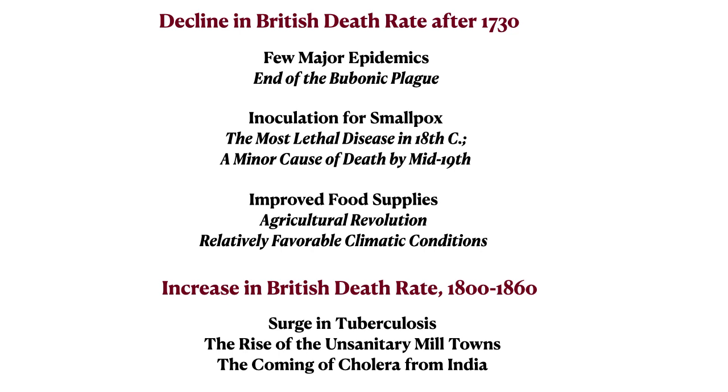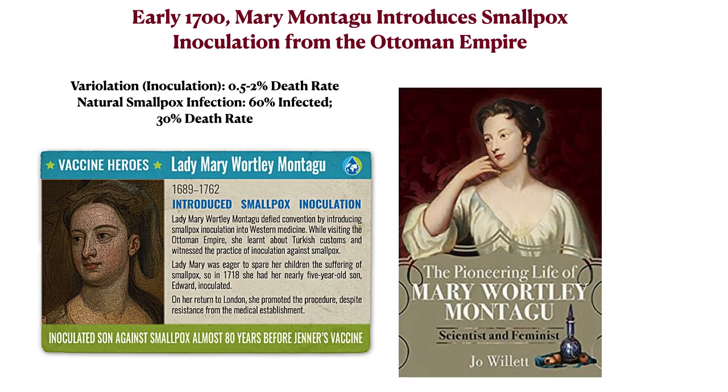I'll look at the surge of tuberculosis, rise of what we might call unsanitary mill towns, and the coming of cholera from India. But back to the decline in the death rate, a really important event here was the introduction of smallpox inoculation. And we can trace this to one person, Mary Montagu, who was the wife of the British ambassador to the Ottoman Empire. And the Ottomans were already practicing inoculation. It probably originated in China, and I'll talk about that in regard to China in the next lecture.